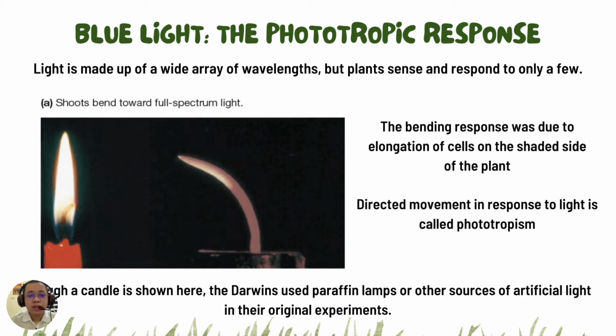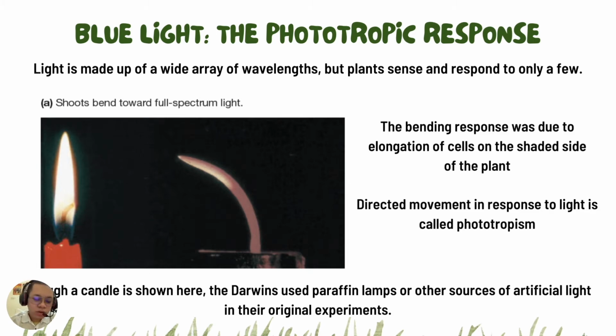We all know that light is made up of a wide array of wavelengths, but plants sense and respond to only a few. We are familiar with the ROY G BIV and the visible light, which is only a short portion of the wide array of wavelengths of light. We have the visible light, and then this visible light is composed of colors. We are familiar with the ROY G BIV acronym for red, orange, yellow, green, blue, indigo, and violet.